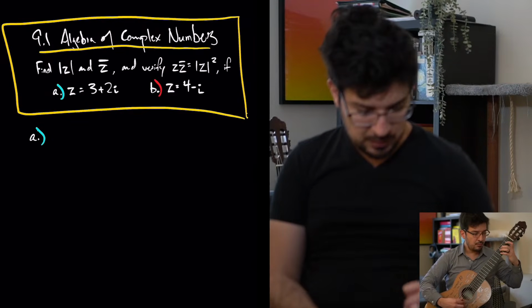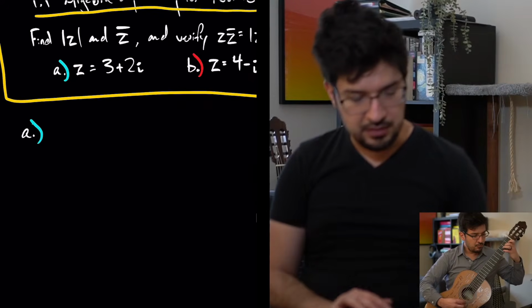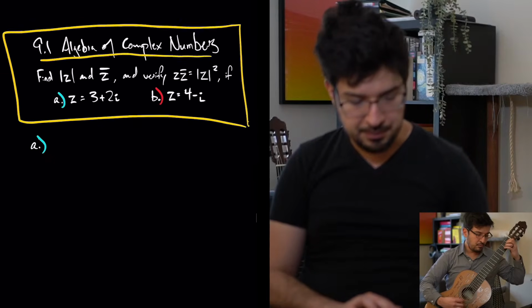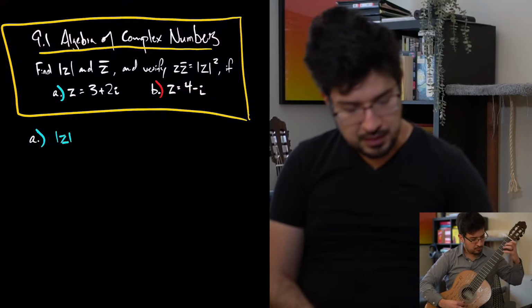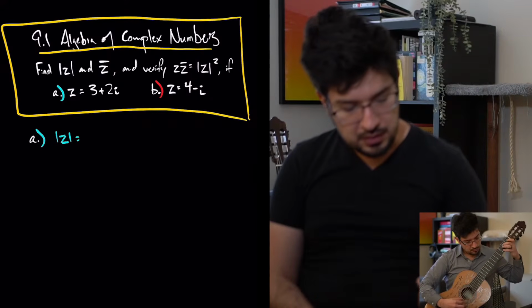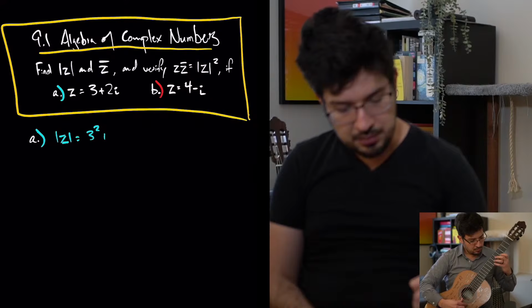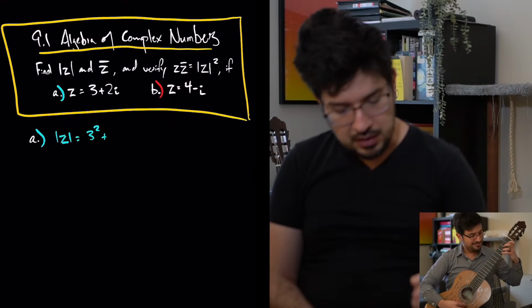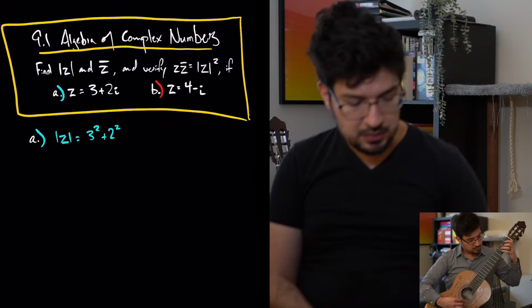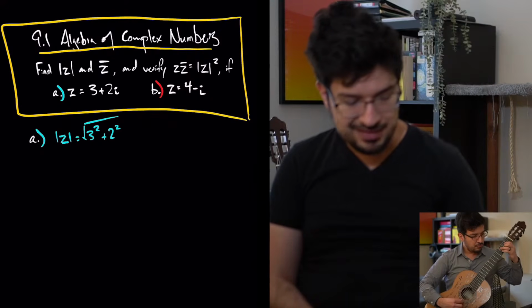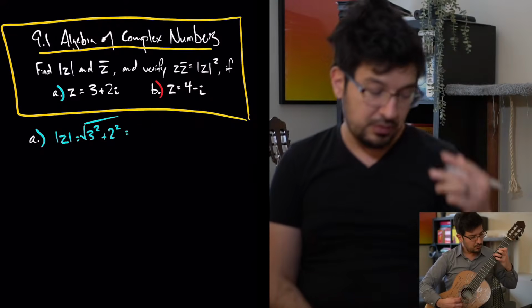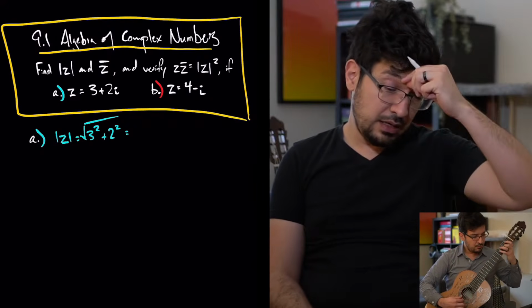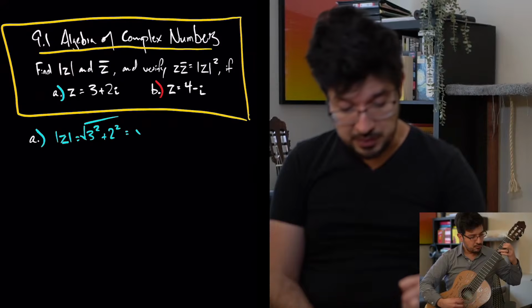So, in blue, when z is 3 plus 2i, the magnitude of z is the square root of 3 squared plus 2 squared. The square root of the sum of squares, which is 9 plus 4, so the square root of 13.